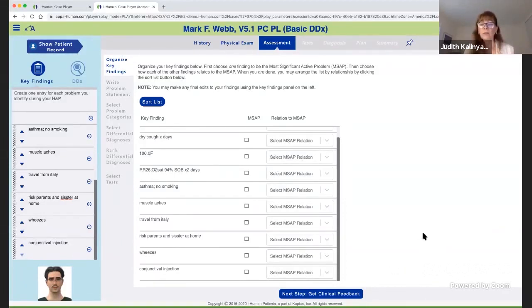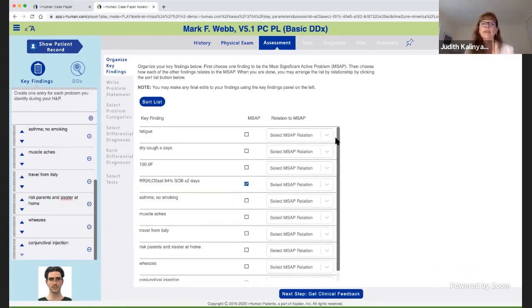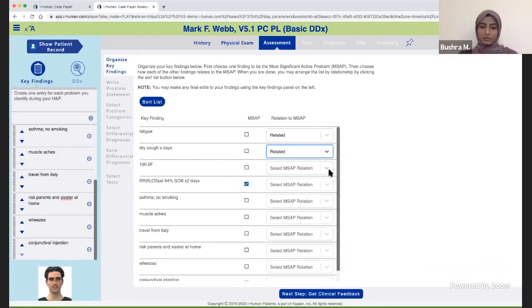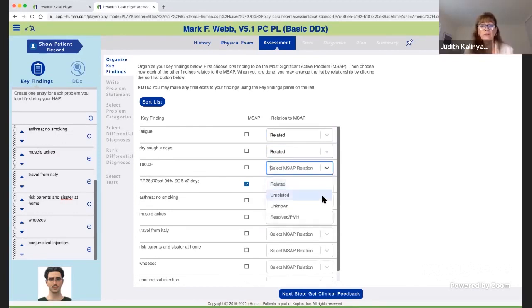What do you think? Most significant active problem? The cough. Shortness of breath, the hypoxemia. The hypoxemia. So don't forget that hypoxia. You know, people go downhill if they don't get enough oxygen. And then we'll see how it was related to everything. The fatigue. Do you think it's related, unrelated, unknown, or resolved? Related. The dry cough. Related as well. Okay. What about that fever? Also related.